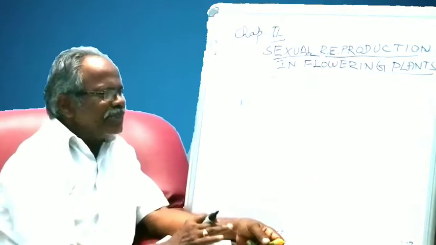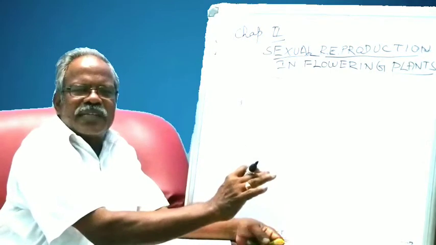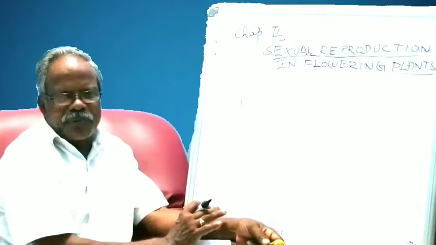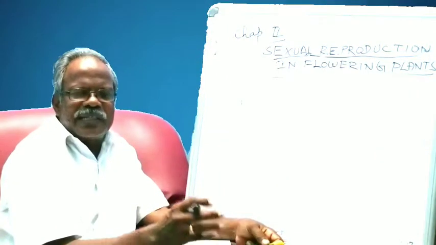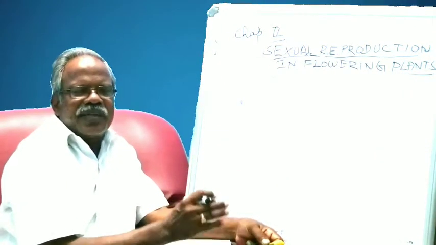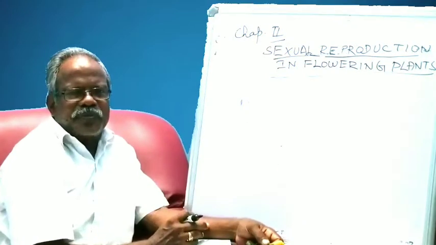In flowering plants such as angiosperms and gymnosperms, you can see the flowers. That's why they are called flowering plants. Among them, gymnosperm is a separate one, where a naked seed is formed. So we are not talking about that. That's a separate topic. We are talking about the angiosperm.